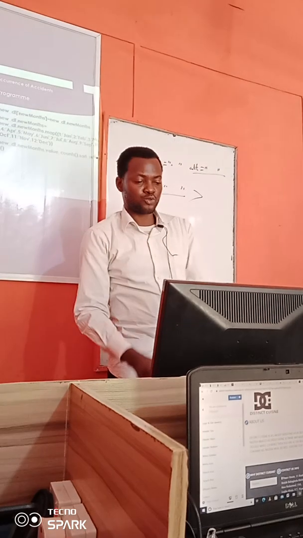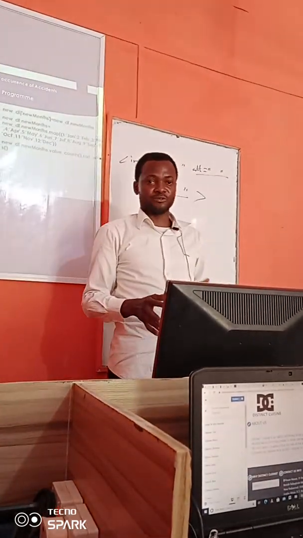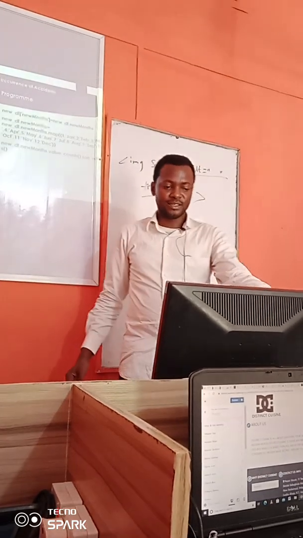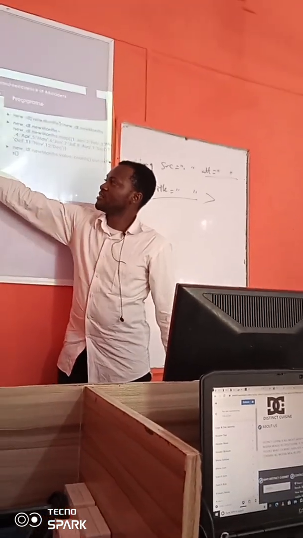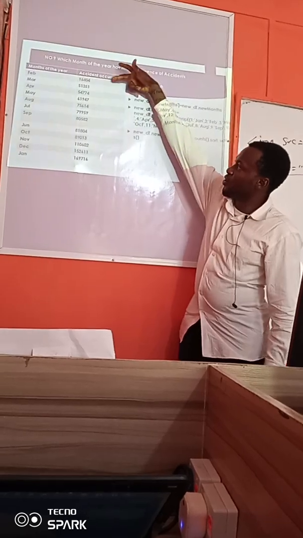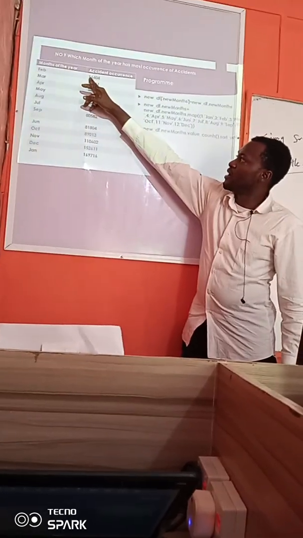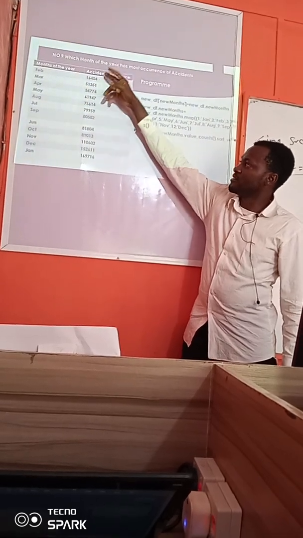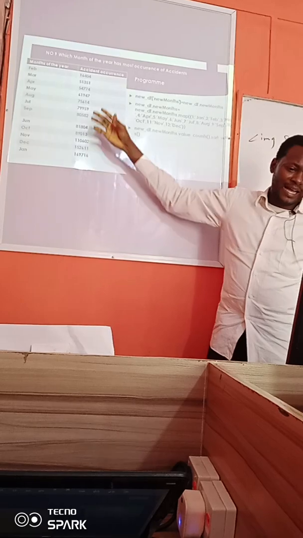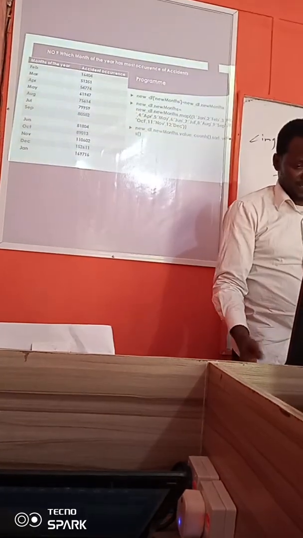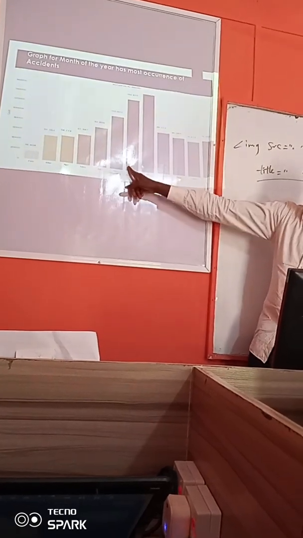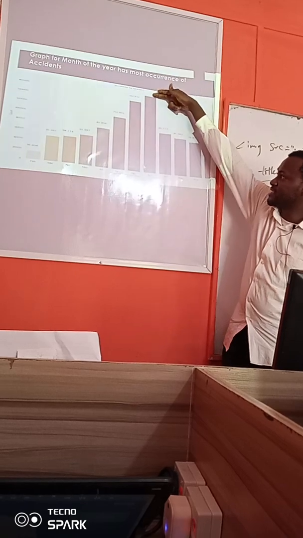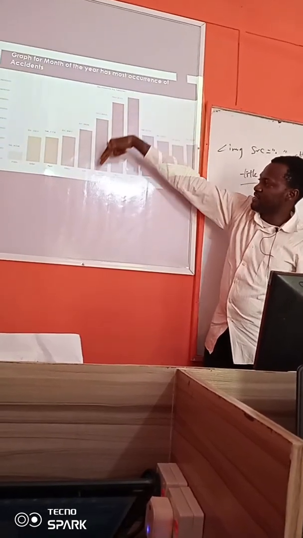Now, question 9: which month of the year has the most occurrence of accidents? We can see on the table February, March, April, May, August, July. This is the occurrence of accidents. In February we are seeing 16,404. Now we want to see the one that has the highest among all these months. The graph shows that January and December have the highest. January has the highest as explained earlier, then we have December and November.